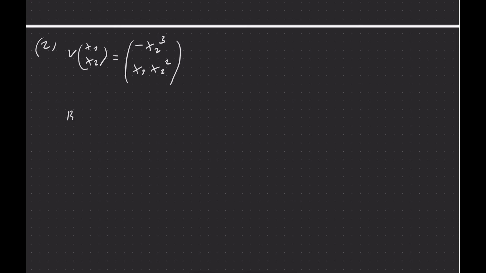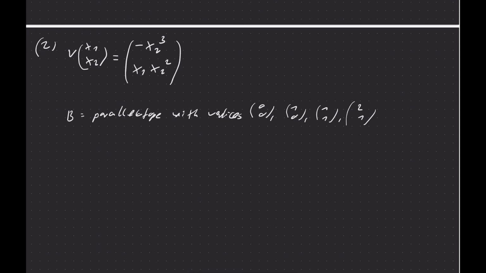And B, let's say we want B to be the parallelotope with vertices 0, 0, 1, 0, 1, 1, and 2, 1. Again, it's probably a good idea to make a quick sketch here. So our parallelotope looks like this. We have 0, 0. We have 1, 0.